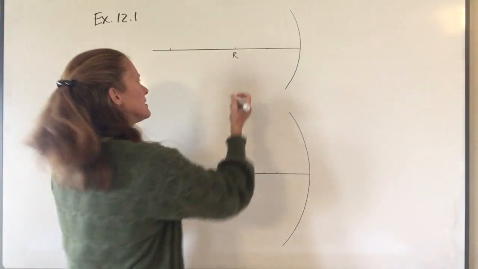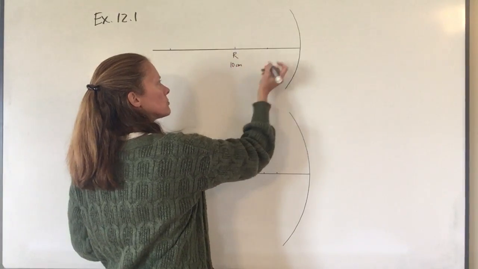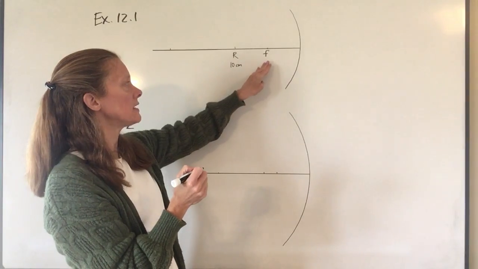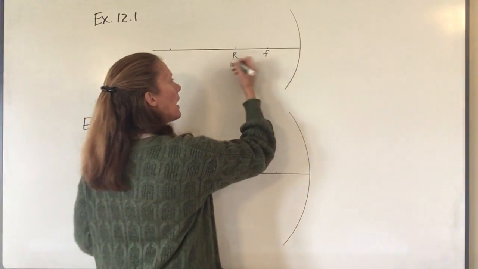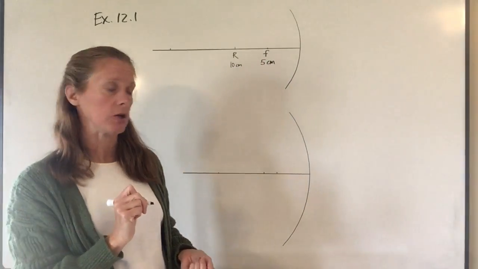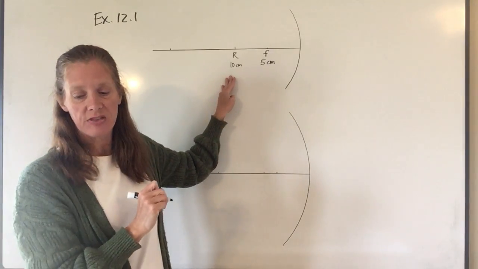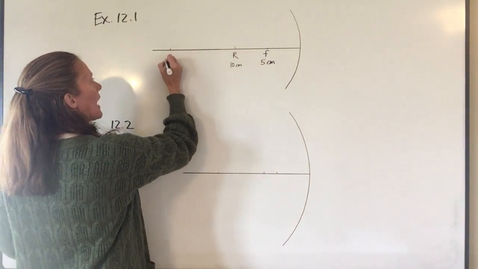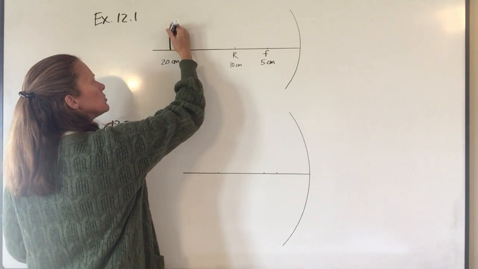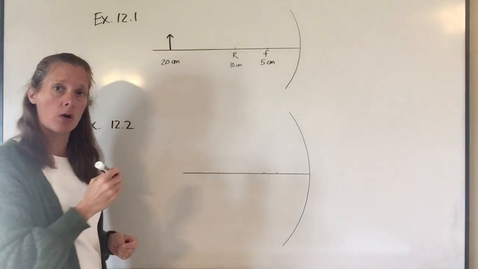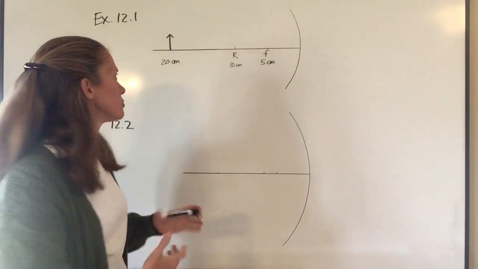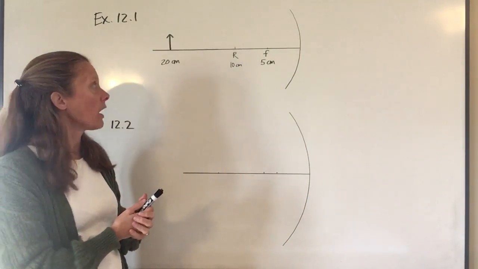If this is at 10 centimeters, then your focal point is going to be where? Well, if you remember, the focal point is half of the radius of curvature. And so if the radius is at 10, the focal point is going to be at 5 centimeters. It told us that the object was located at 20 centimeters. A lot of times we use an upright arrow to indicate the object. An arrow is very simple to draw, and we can certainly tell one end from the other.